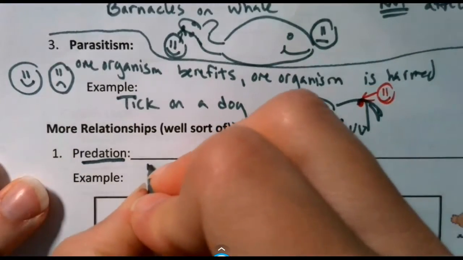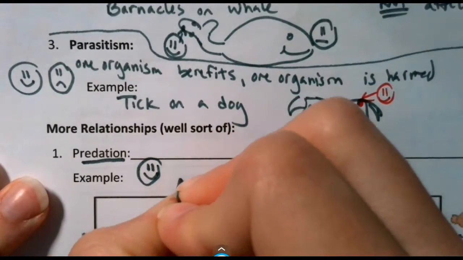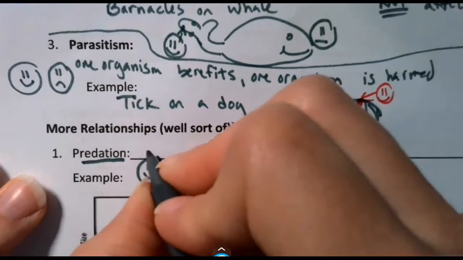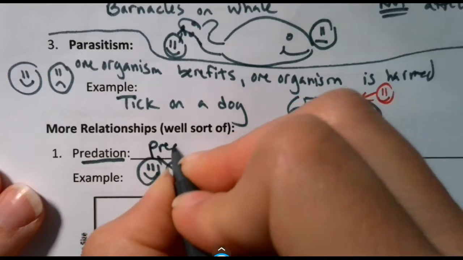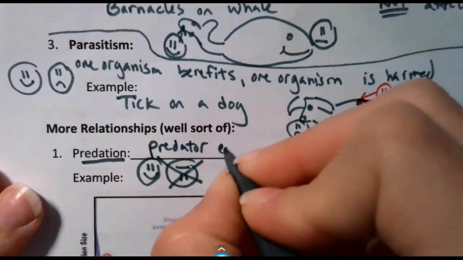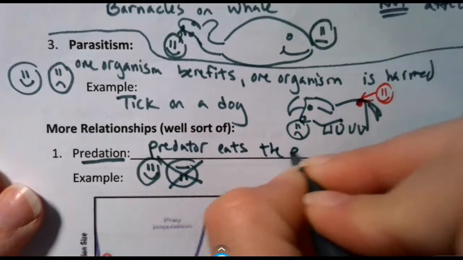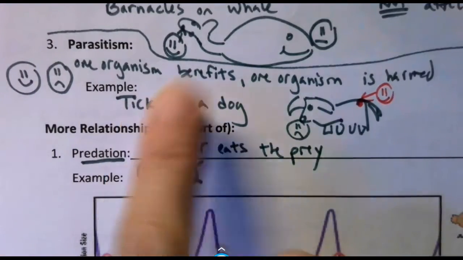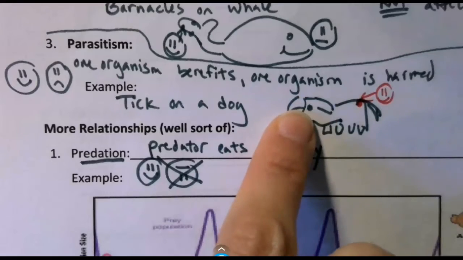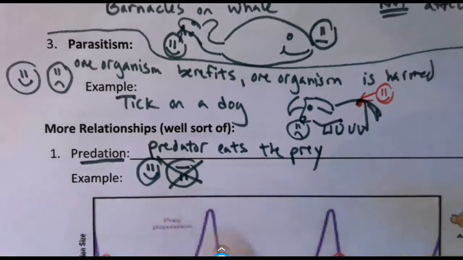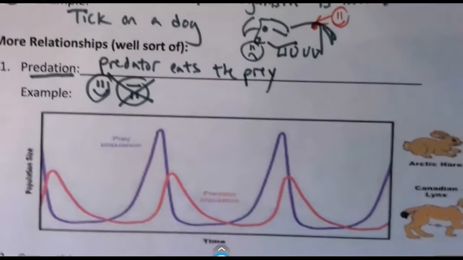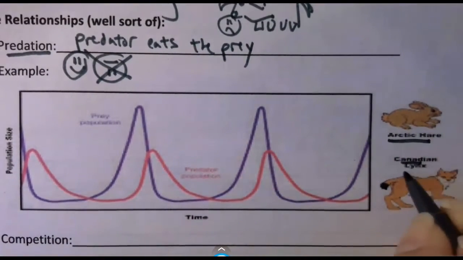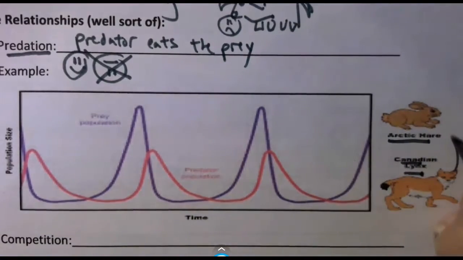Predation is when one organism benefits and one organism is killed. Okay, so predation is when the predator eats the prey. So the difference between parasitism and predation is in parasitism, the organism is harmed but doesn't die. In predation, the predator kills and eats the prey. And a good example is the Arctic hare and the Canadian lynx. The lynx eats the hare.